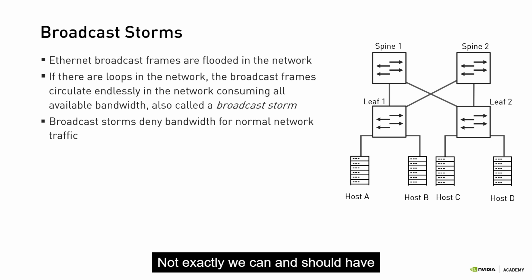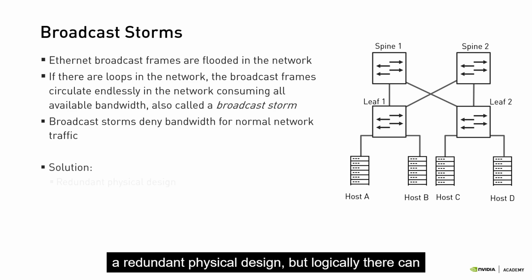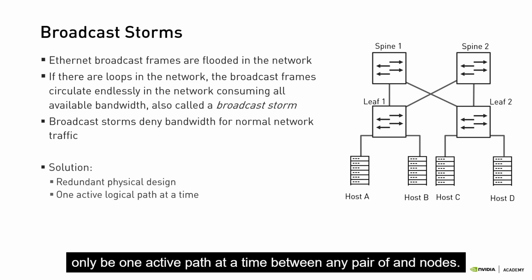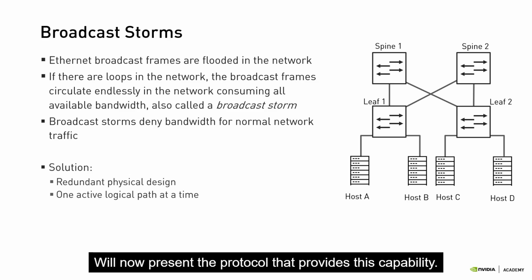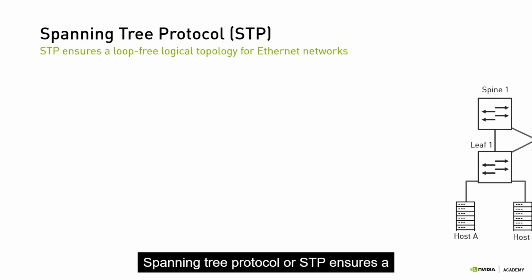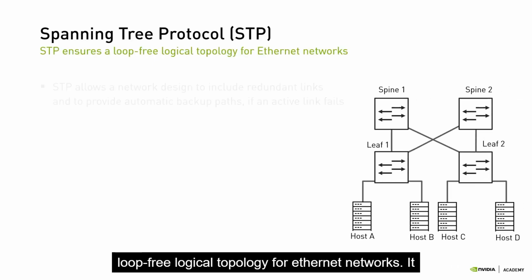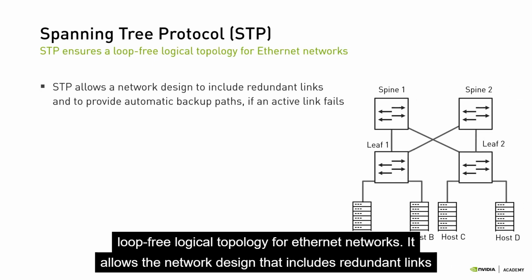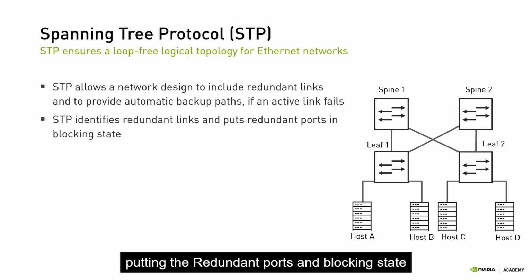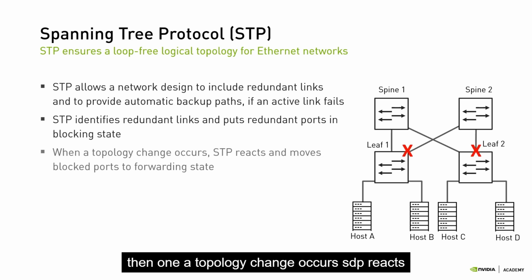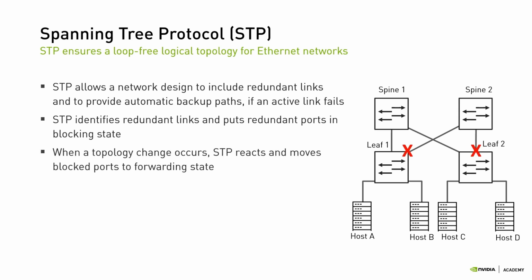Not exactly. We can and should have a redundant physical design, but logically there can only be one active path at a time between any pair of end nodes. We'll now present the protocol that provides this capability. Spanning Tree Protocol, or STP, ensures a loop-free logical topology for Ethernet networks. It allows a network design that includes redundant links and provides automatic backup paths if an active link fails. STP achieves that by identifying redundant links and putting the redundant ports in blocking state. Then, when a topology change occurs, STP reacts and moves blocked ports to forwarding state.